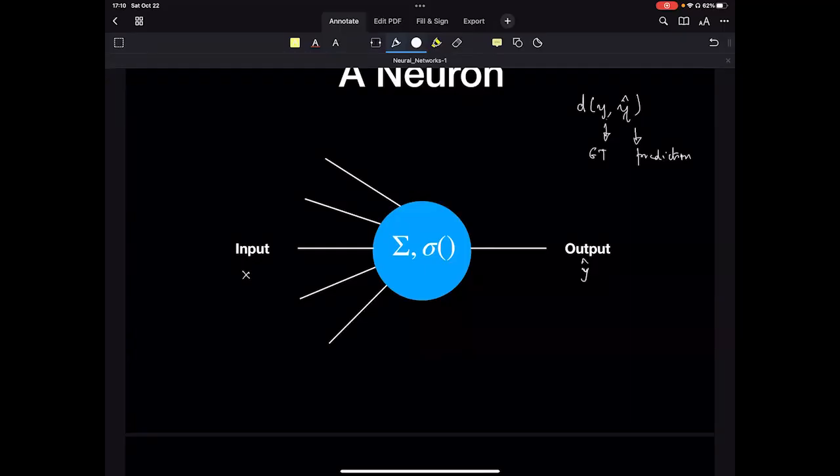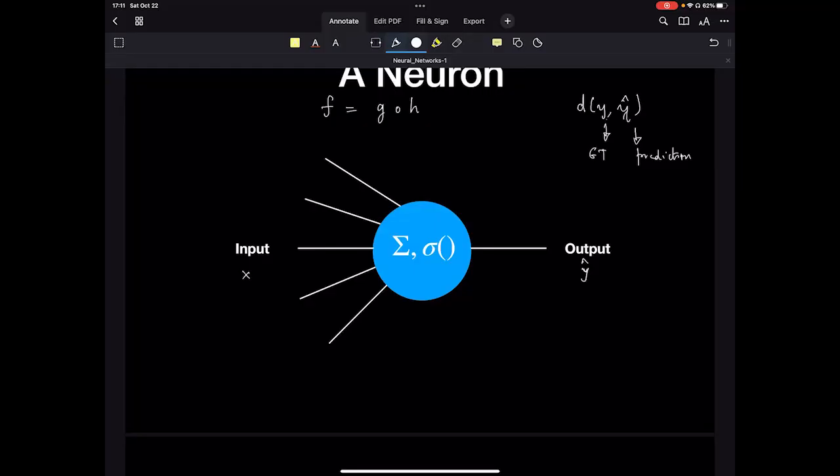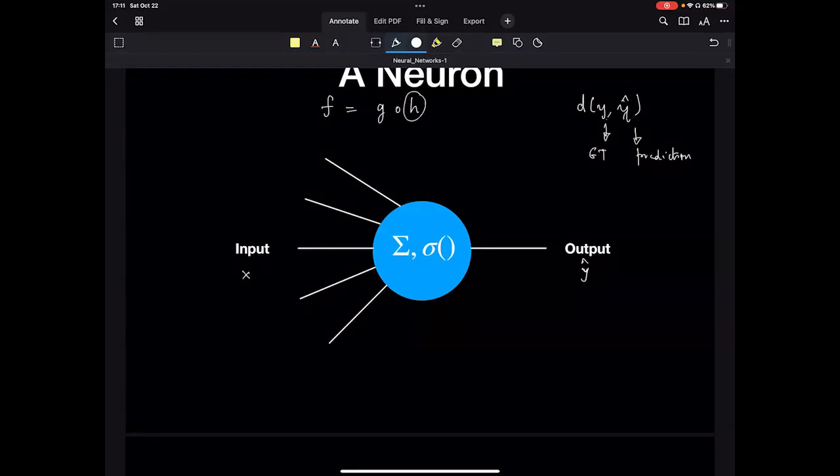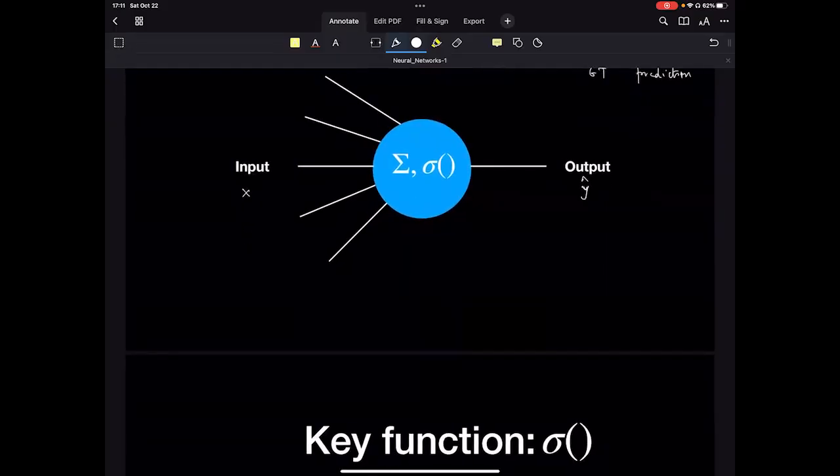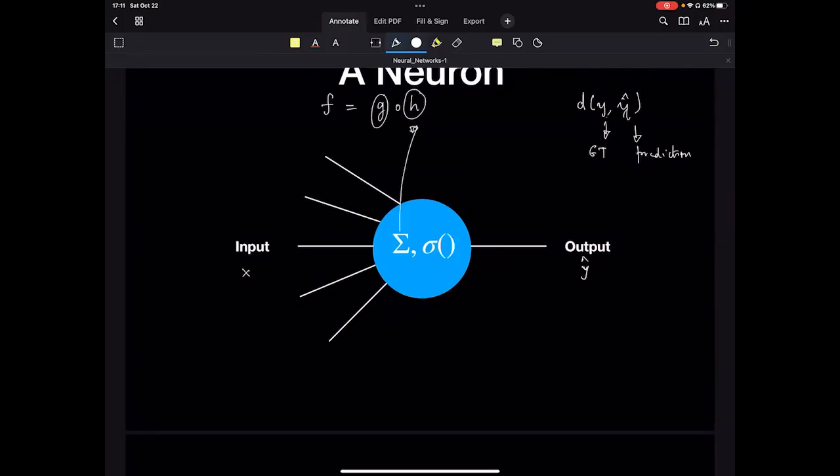Before we go ahead and define the expressions, please keep in mind that a neuron at a fundamental level is a composition of two functions. So let's call our function f to be a composition of, say, G and H. What do I mean by this? I first apply H to my input, and then to the output of H, I apply G. We will see what this H and G are. And that is also written out here effectively for us. So this becomes our H, and this becomes our G.